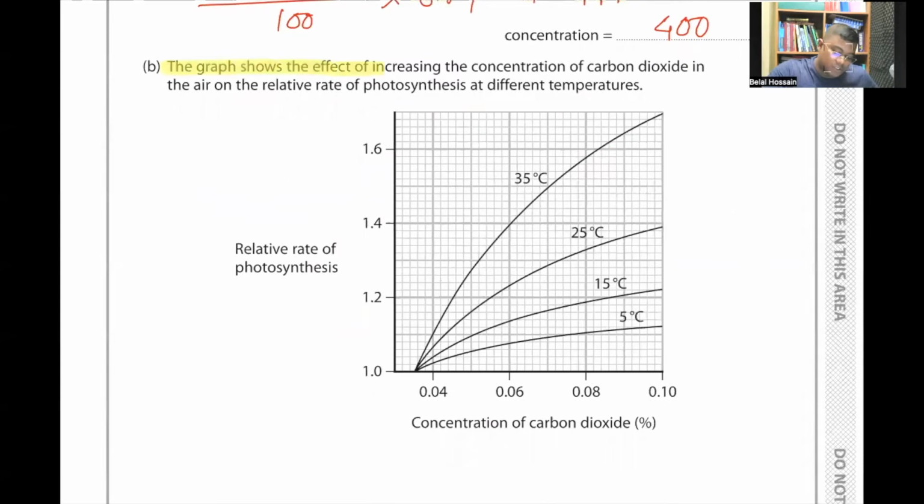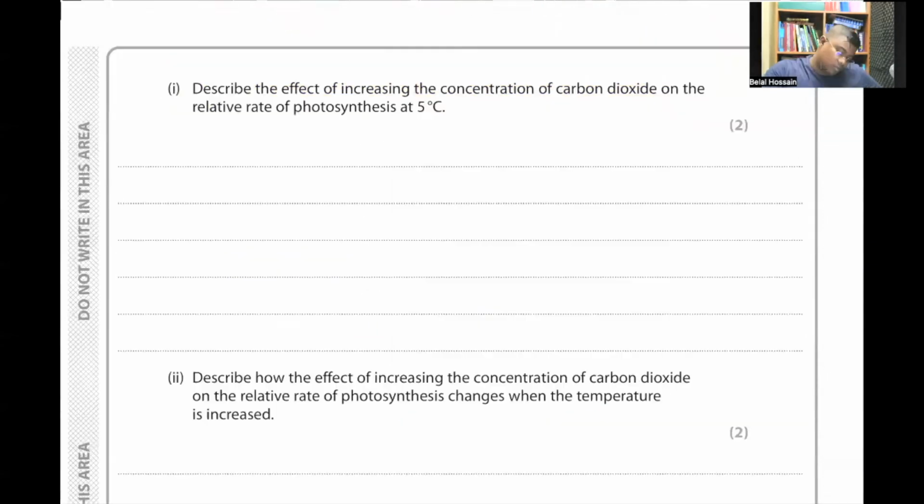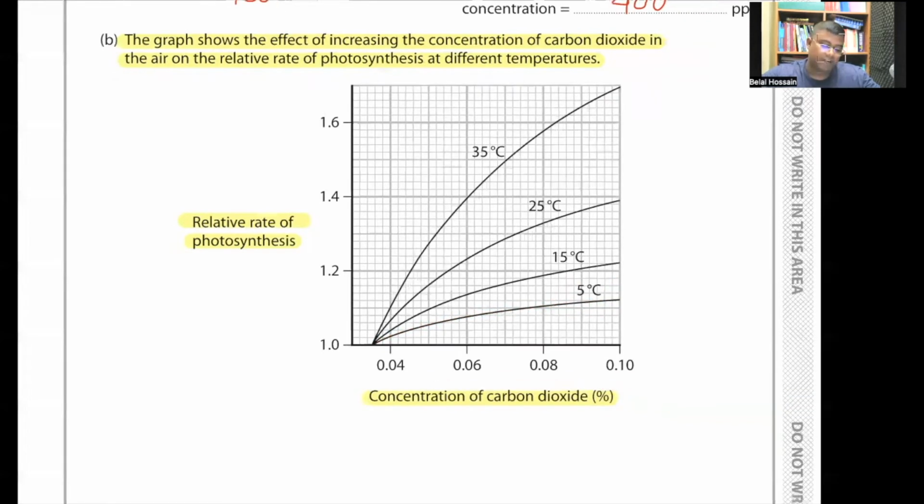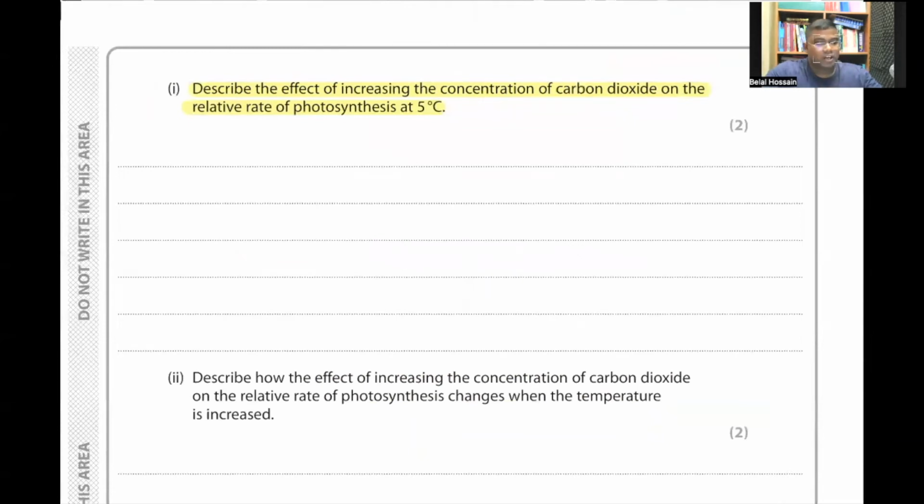Part B. The graph shows the effect of increasing concentration of carbon dioxide in the air on the relative rate of photosynthesis at different temperatures. As concentration of carbon dioxide increases, relative rate of photosynthesis increases on the y-axis. Part 1. Describe the effect of increasing the concentration of carbon dioxide on the relative rate of photosynthesis at 5 degrees Celsius. We can see that even at 5 degrees Celsius, increasing carbon dioxide concentration increases the relative rate of photosynthesis. So we're going to comment: increasing carbon dioxide increases relative rate of photosynthesis.